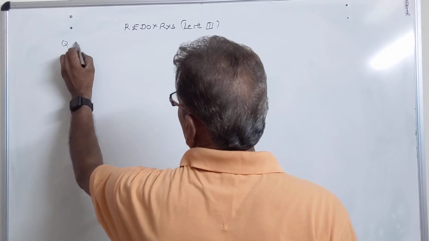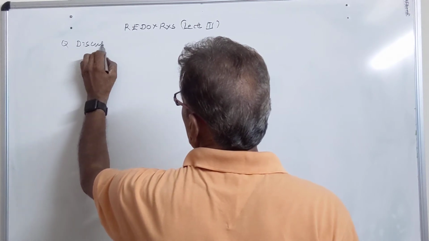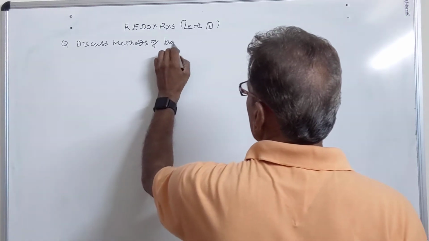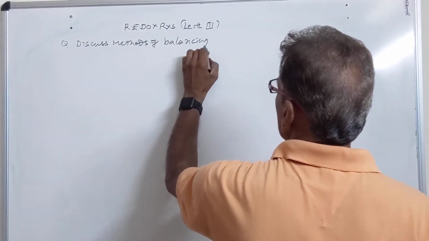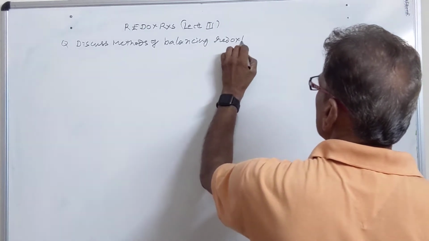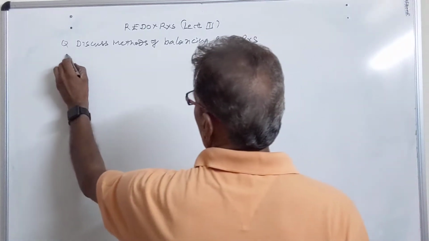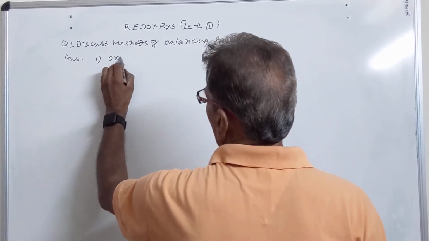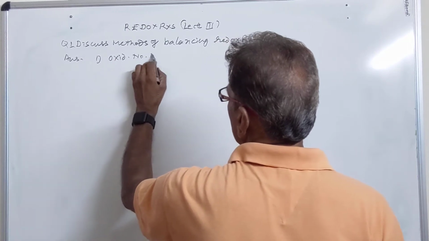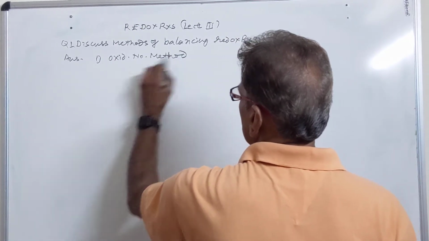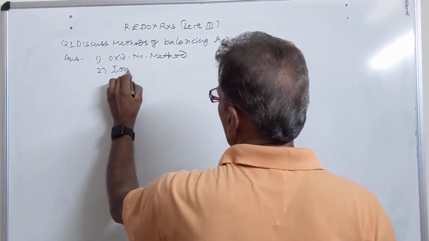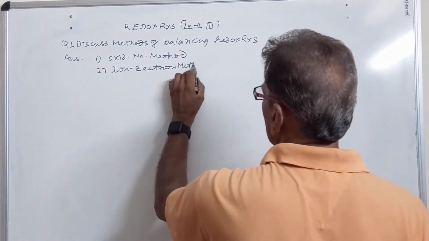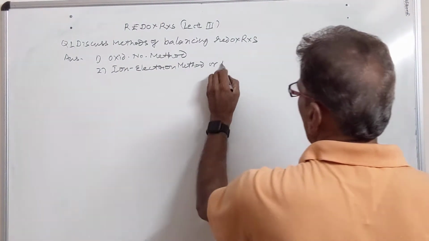Now let us discuss methods of balancing redox reactions. The answer is we have two methods. Number one is the oxidation number method. Second is the ion electron method, or half reaction method.